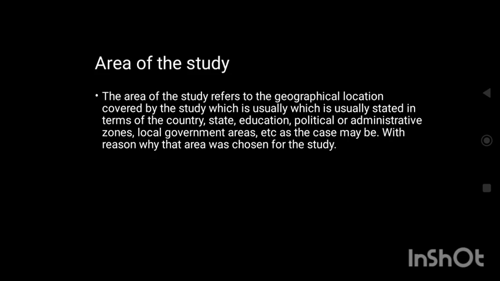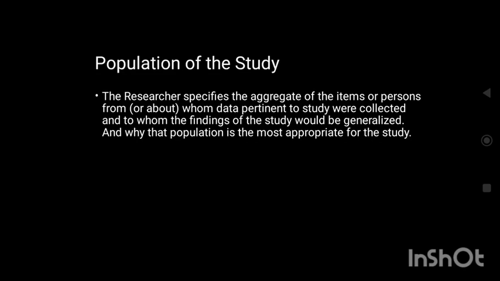So the next one is population of the study. Under the population of the study, the researcher specifies the aggregate of the items or persons whom he is going to use in his study.